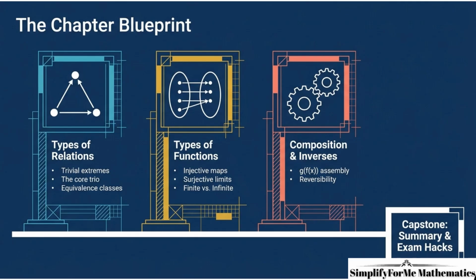Let's quickly understand the roadmap of this chapter. First, we study types of relations, like reflexive, symmetric, and transitive, which help us understand how elements are connected. Then we move to types of functions, where we learn about one-one, onto, and other classifications. Finally, we study composition of functions and inverse functions, which are extremely important for higher mathematics.